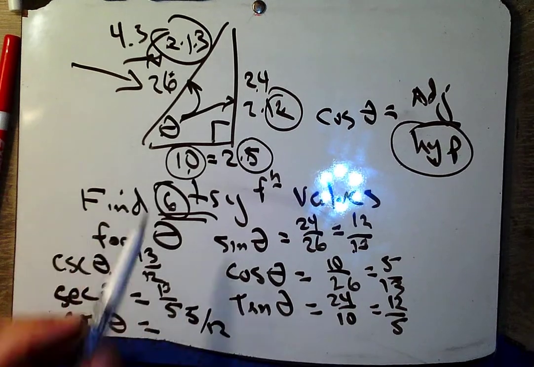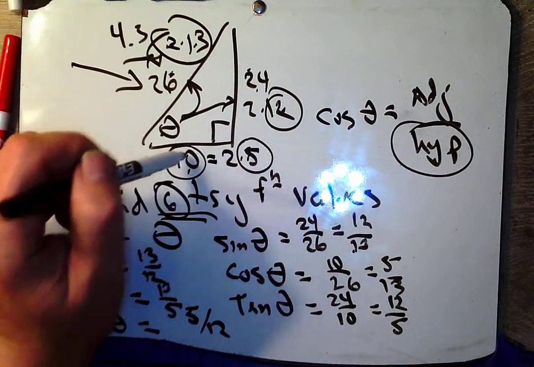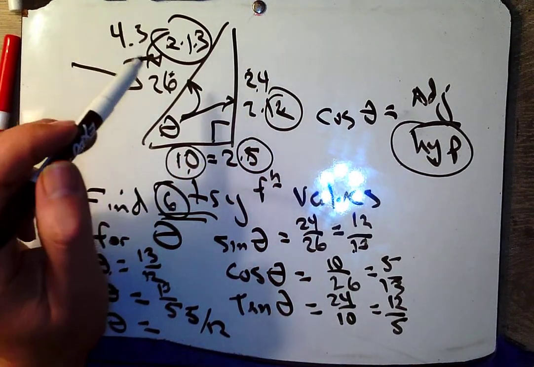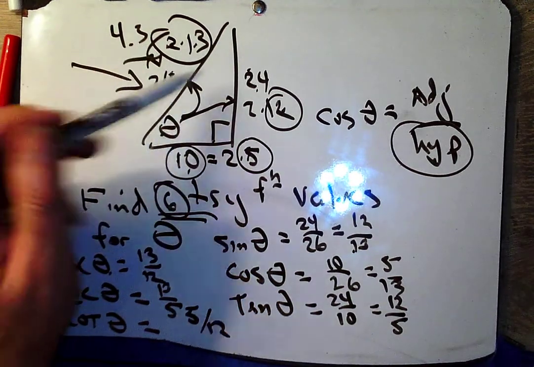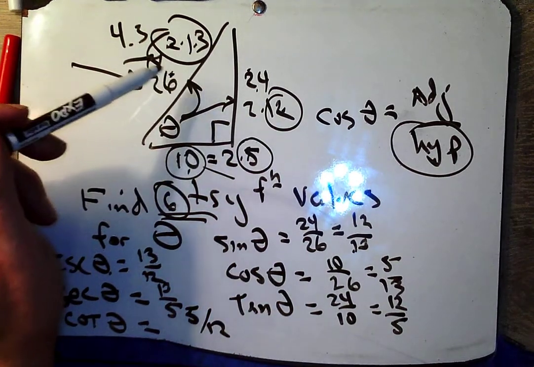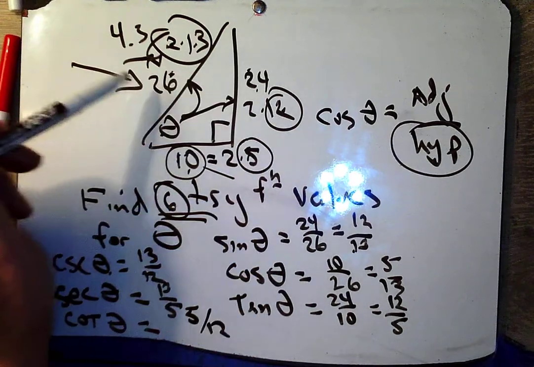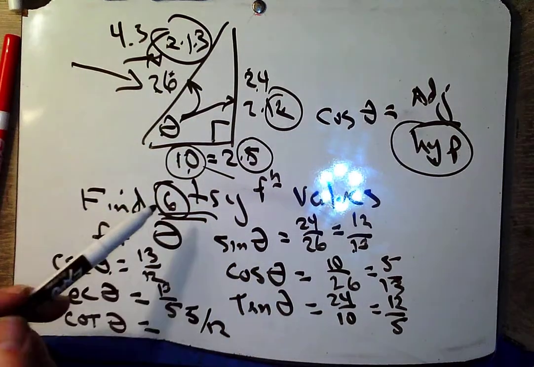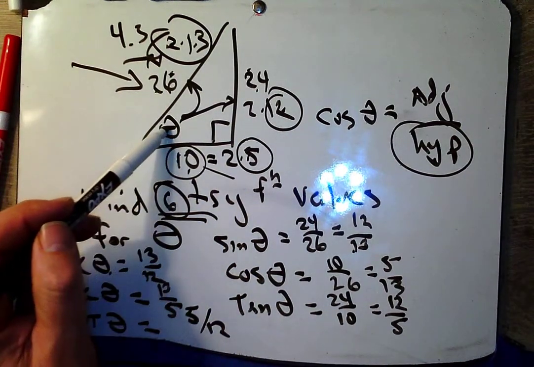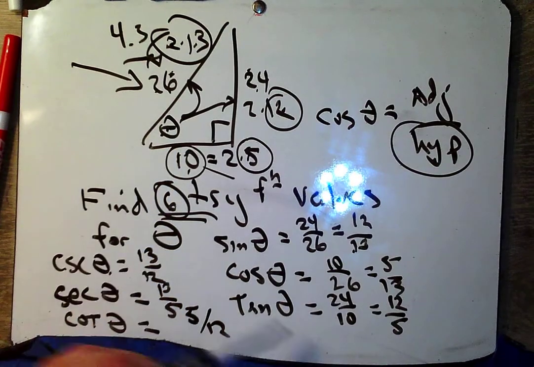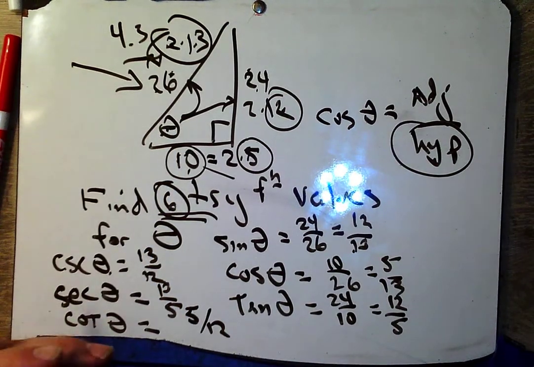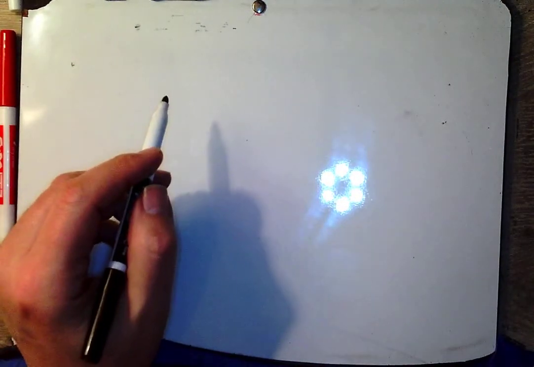So what did we do? We took the triangle they gave us with 24 and 10. We either recognized that this was a Pythagorean triple situation, or we could use the Pythagorean theorem to find the missing side. And then we went through, with respect to this angle, naming all 6 trig function values. So how about you try this one?